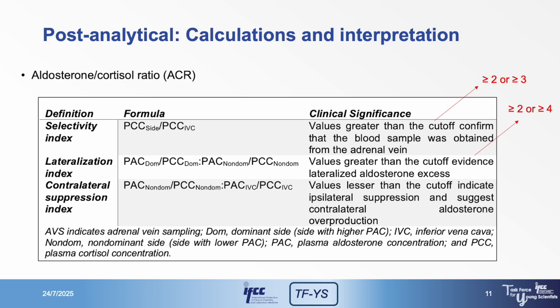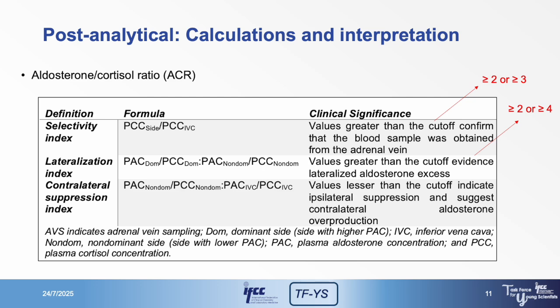The lateralization index is the ACR on the dominant side divided by the ACR of the non-dominant side, with the cutoff being greater than or including 2 in unstimulated conditions or greater than or including 4 when ACTH stimulation is used.